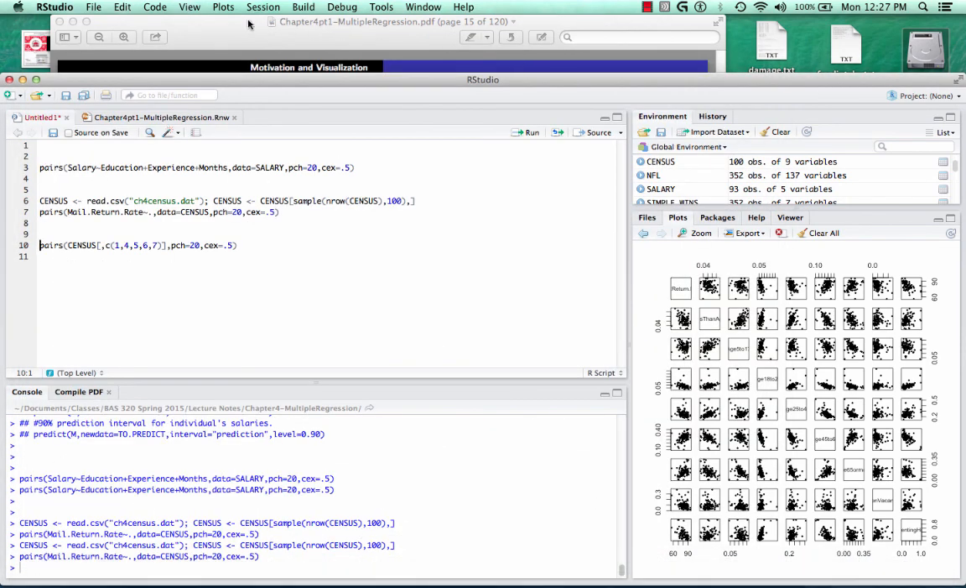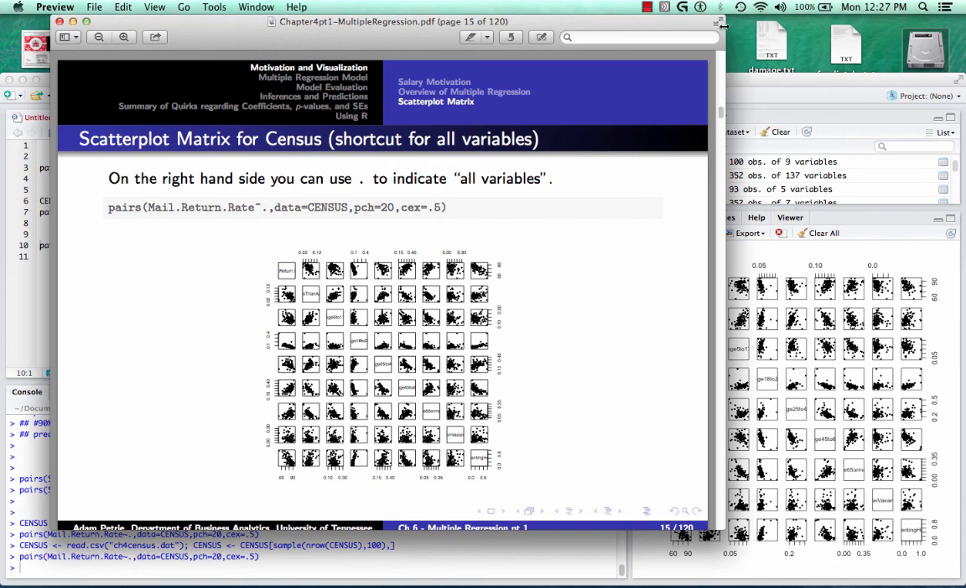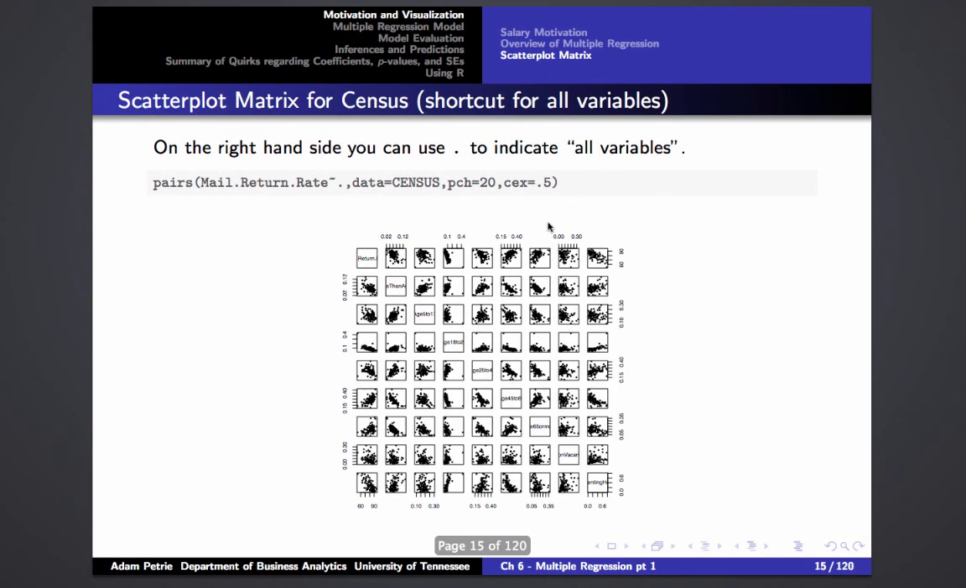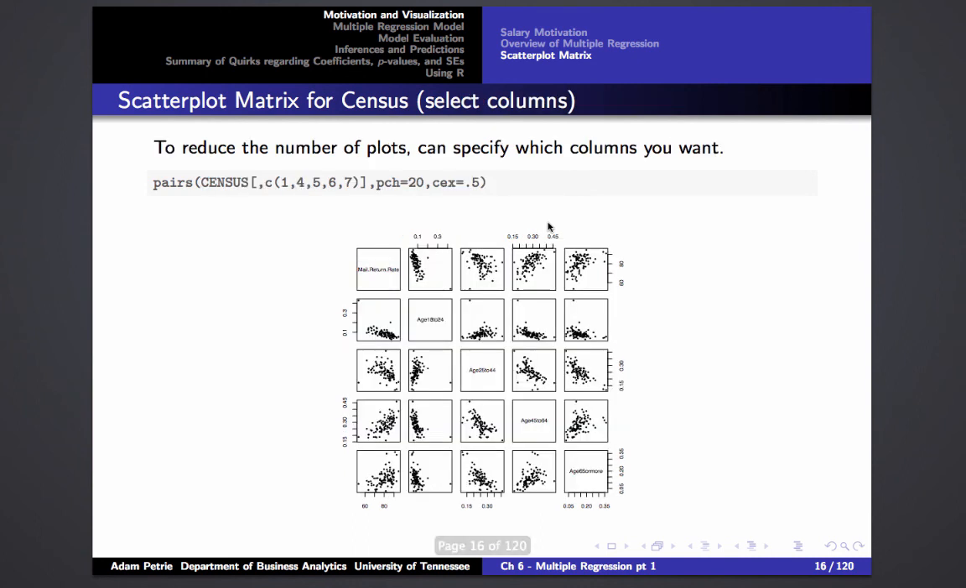But if you're faced with a very large data set, say like the NFL data set, which had hundreds of predictors, we can actually isolate and make a scatterplot matrix of just a subset of predictors if we specify the columns of interest. So instead of saying, okay, pairs, y twiddle dot, we can actually say let's do pairs and then specify the columns that we actually want to have scatter plots for. So in this case, the very first column was male return rate, so I specify that first.